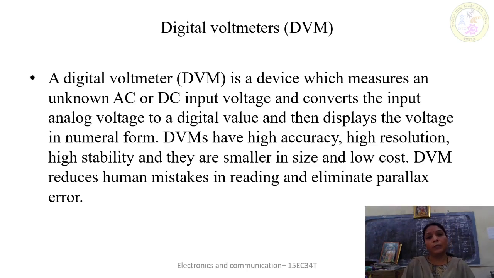A digital voltmeter is a device which measures an unknown AC or DC input voltage, converts the input analog voltage to a digital value, and then displays the voltage in numerical form. DVMs have high accuracy, high resolution, high stability, and they are smaller in size and low cost. A DVM reduces human mistakes in reading and eliminates parallax error.